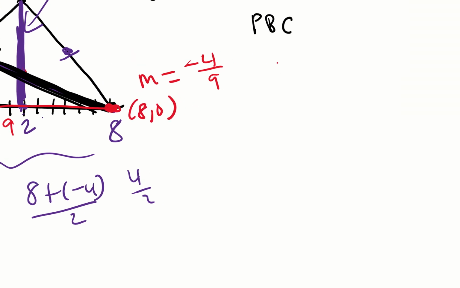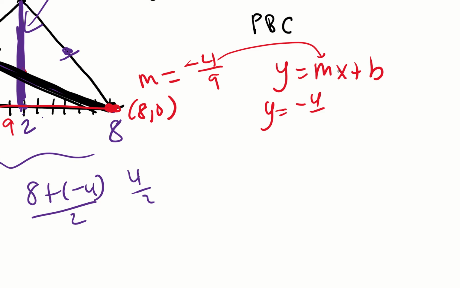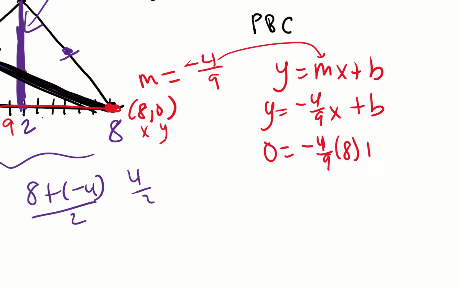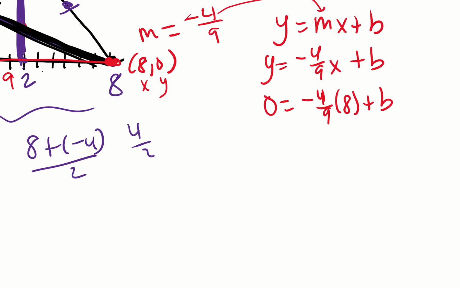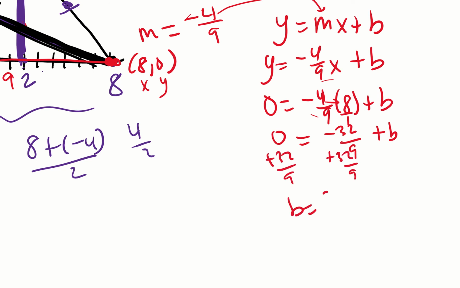Let's pick 8, 0 as a point on that line, because 8, 0 is an easy point. All right, so y equals mx plus b is the equation of that line. Plug in the slope. Let's plug in our x and y here: x is 8, y is 0. Okay, so we got some kind of fraction here. That's okay. We have -32 over 9. To multiply these fractions, just multiply straight across. If we move this, we're going to add 32 over 9 on both sides. So we know what b is. b is 32 over 9.